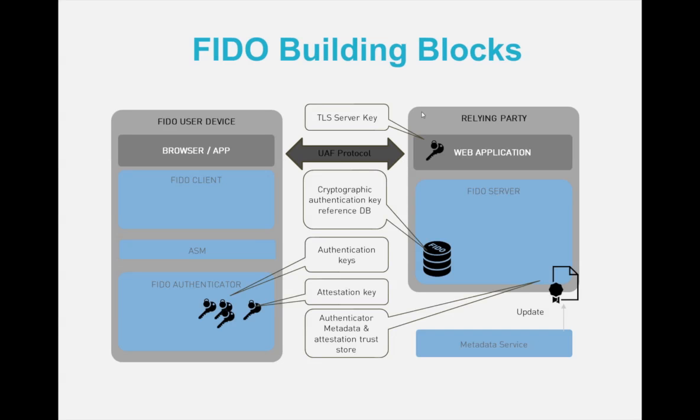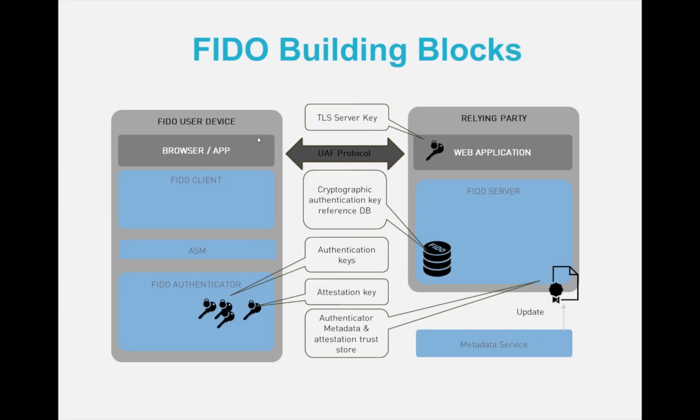So the FIDO protocol messages are exchanged between the existing web application and the web browser or the mobile app, and just added to the existing TLS protocol. Now the FIDO server has a database storing all the cryptographic authentication key references, which is essentially the public keys. And the server has a TLS server key because we need the identity of that server to tie the authentication keys to. And it receives updates from the metadata service.